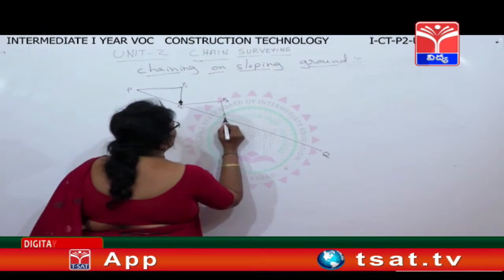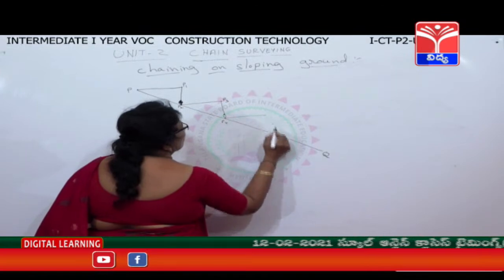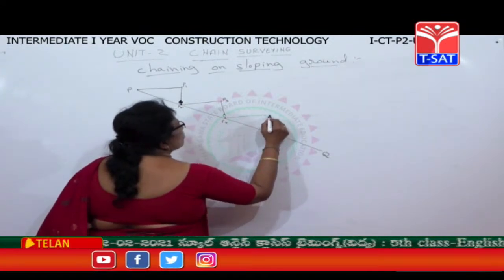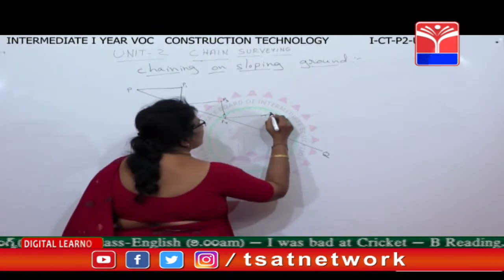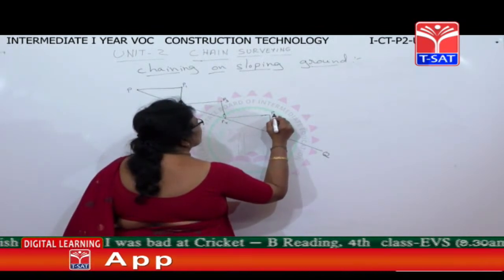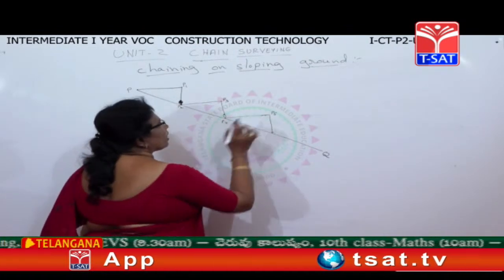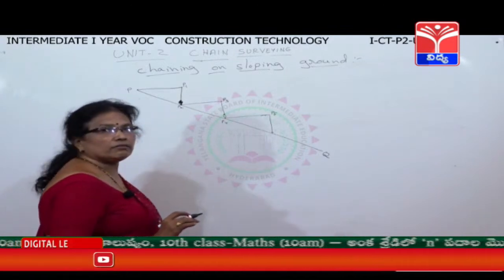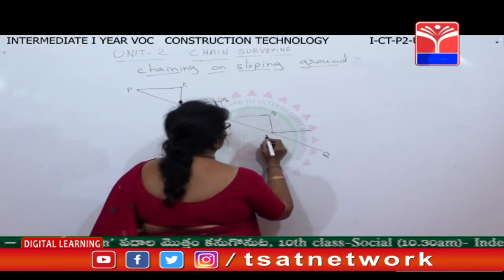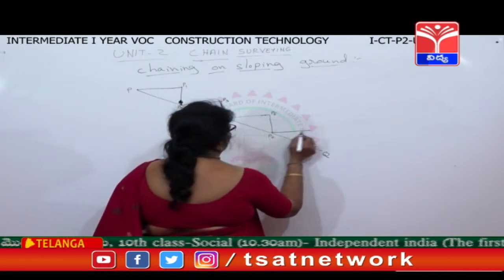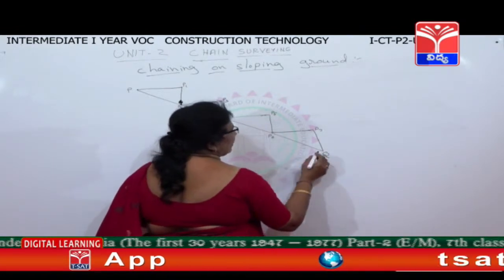Now again the same procedure. Again the person will come here, P4, and the person holds a plumb bob and stands here, and again he brings it in a straight line, and this measurement P4 and P5 is done with the help of a chain. Finally, you will reach your points P6 and P7. This process is continued till the end.